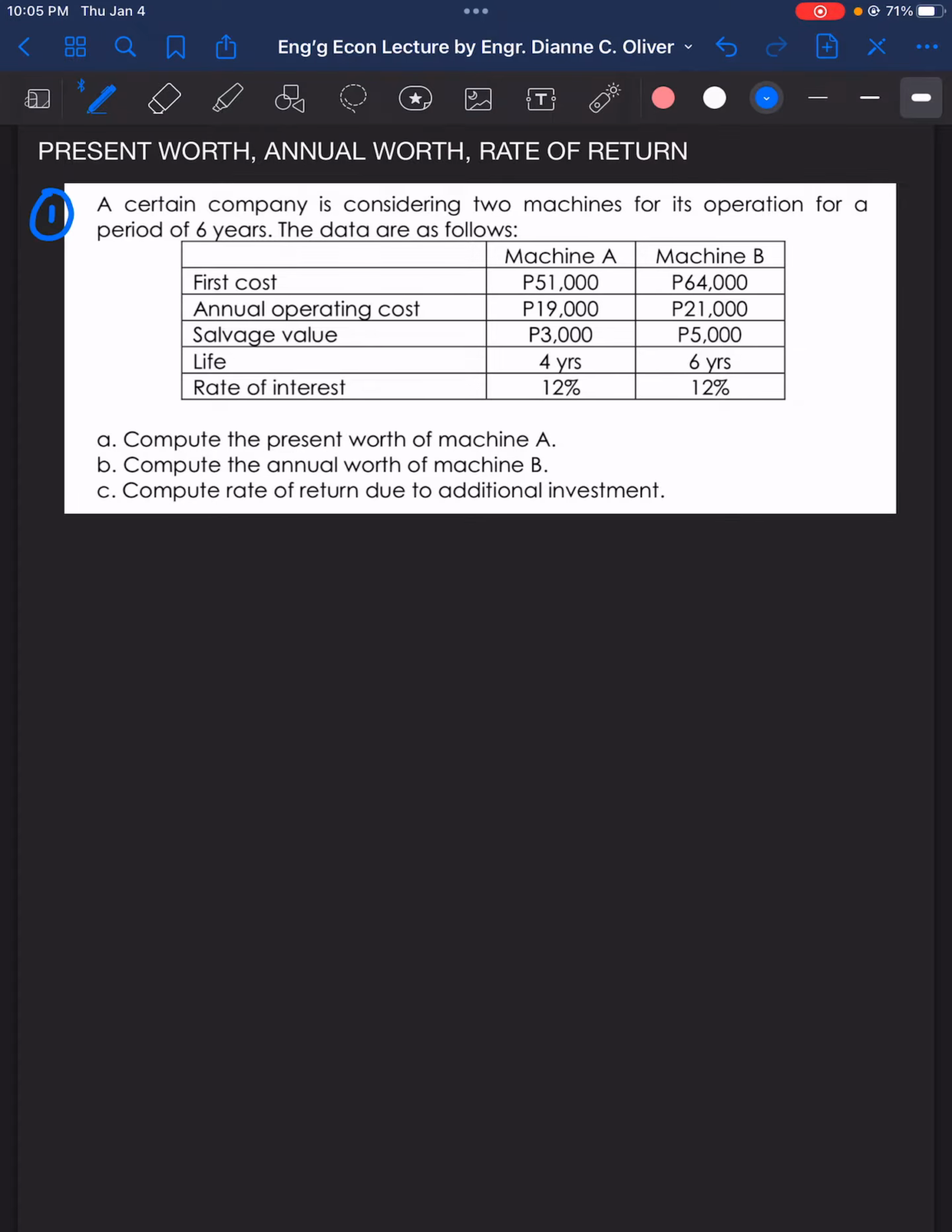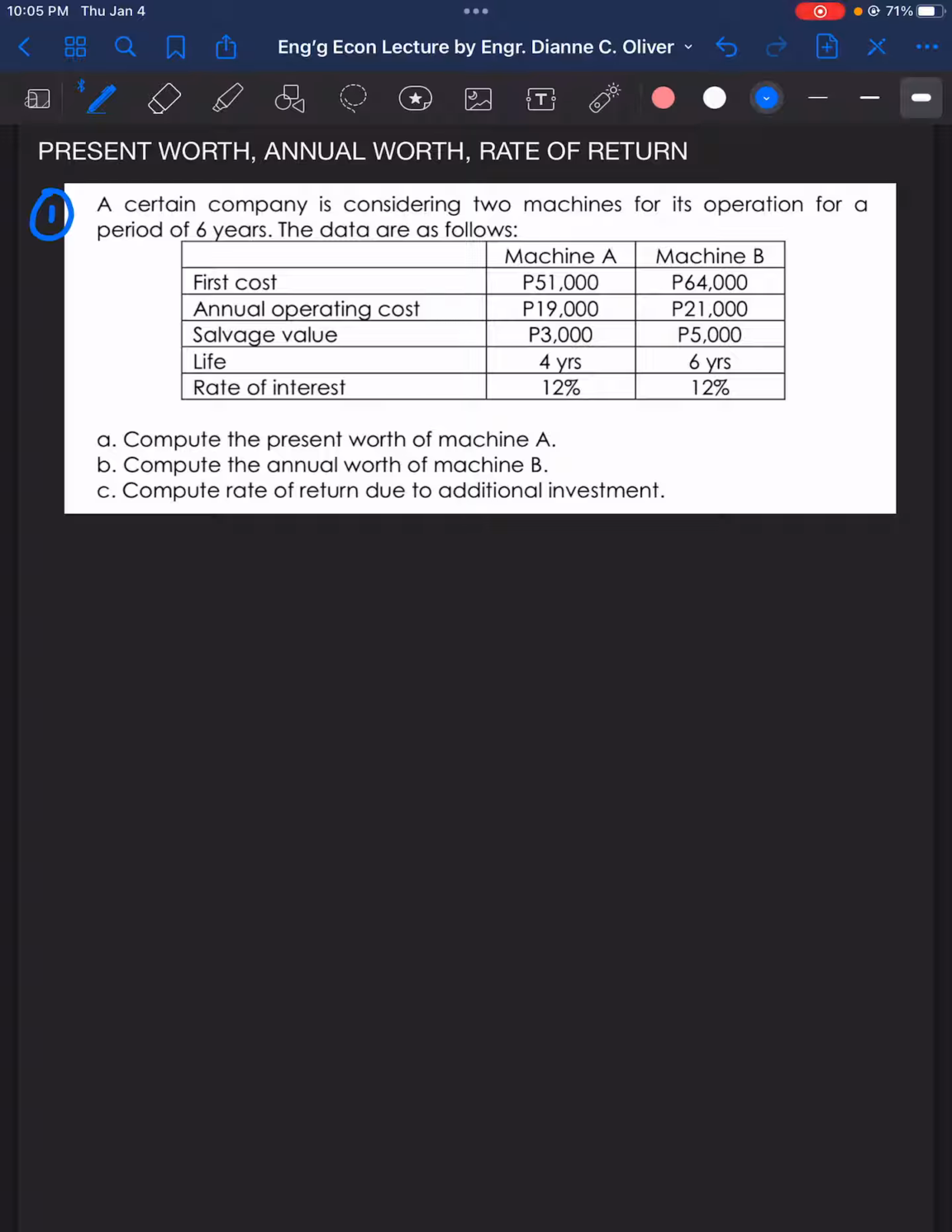For machine A, the first cost is 51,000 pesos. Annual operating cost is 19,000 pesos. Salvage value is 3,000 pesos and life of 4 years. Rate of interest, that is 12%. For machine B, the first cost is 64,000 pesos. Annual operating cost is 21,000 pesos. Salvage value is 5,000 pesos and life of 6 years. And the rate of interest is also 12%.